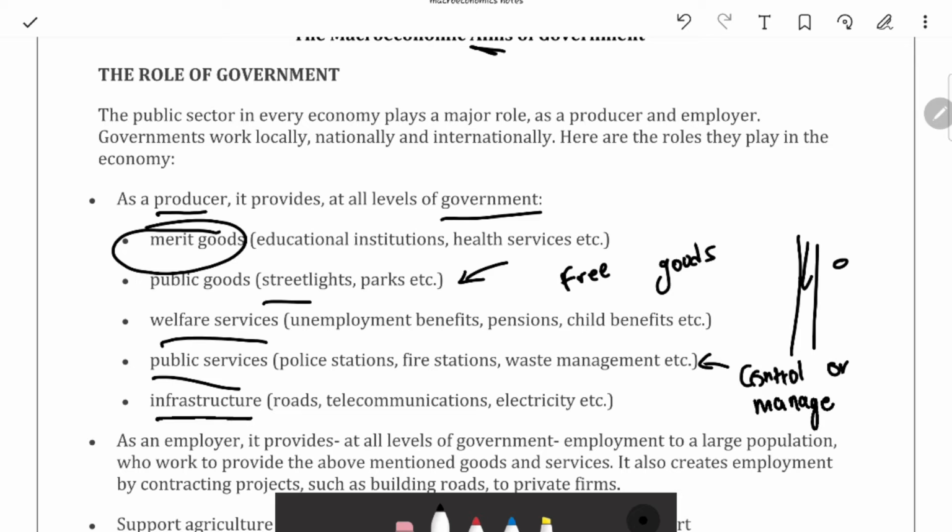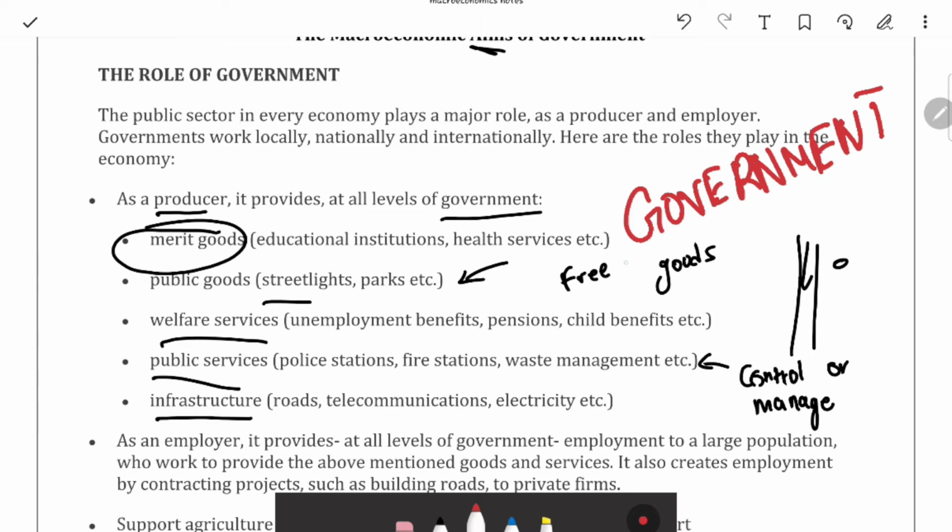The next one is infrastructure. Infrastructure is simply structures like roads, electricity, and so on and so forth. That's all provided by the government. So you can see the government here is doing a lot of work.